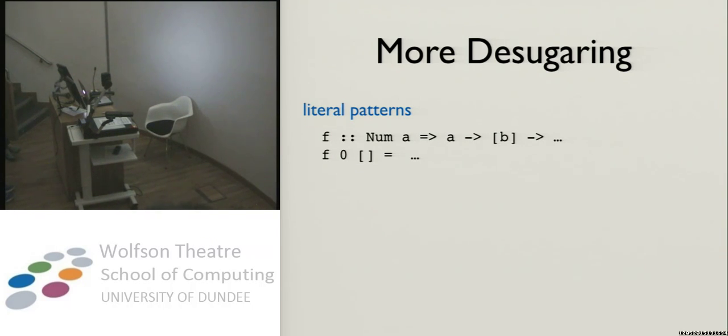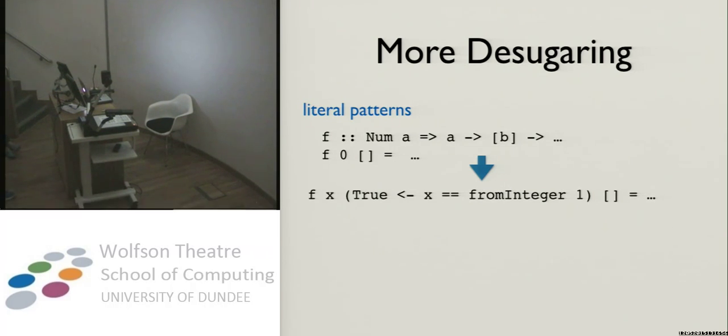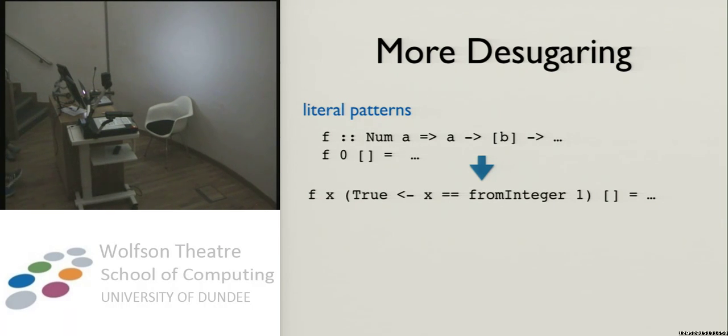Well, the way this is actually dealt with, this can be desugared as a pattern guard as follows. So we basically just match on a variable x, and then we have a pattern guard that checks whether this x is equal to the representation of the literal 1 in the type A. So we call fromInteger on 1, this gives us a value of type A, which we compare against x. And then we check whether the result of this comparison matches the constructor true.